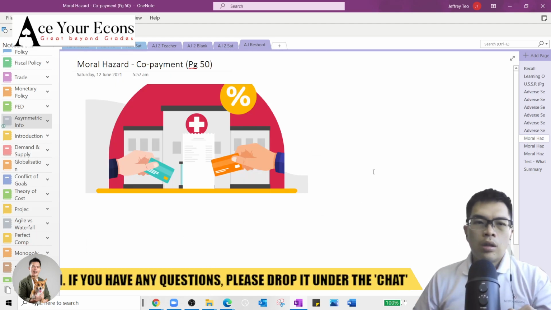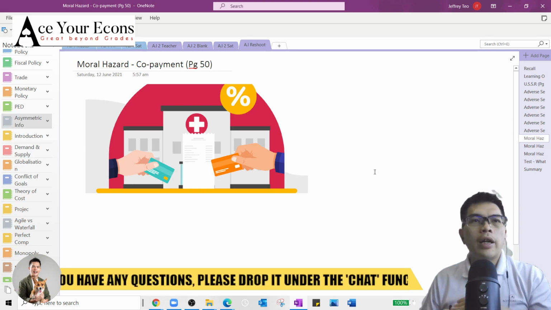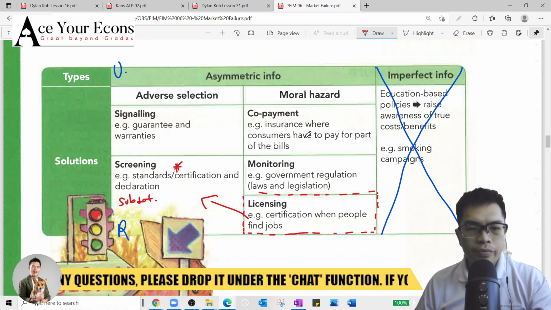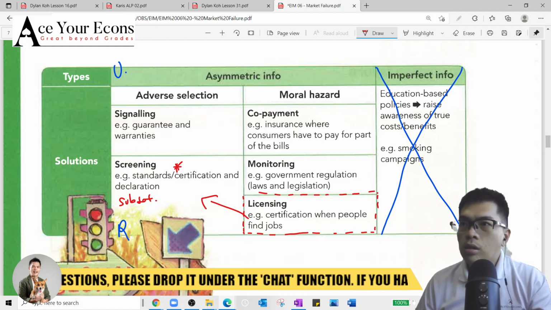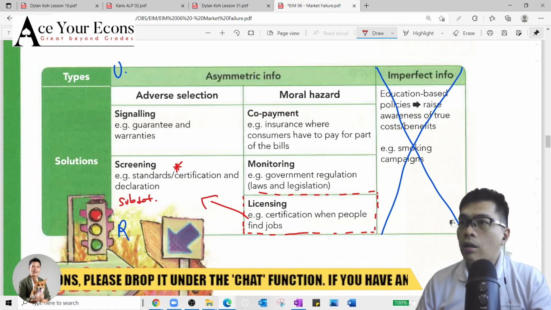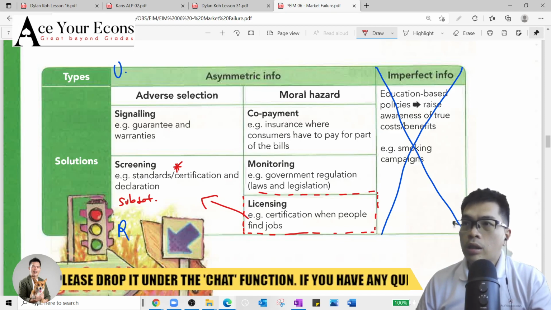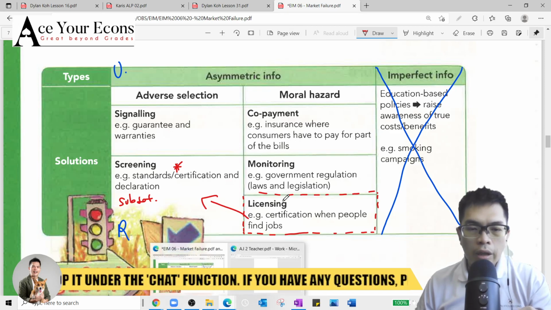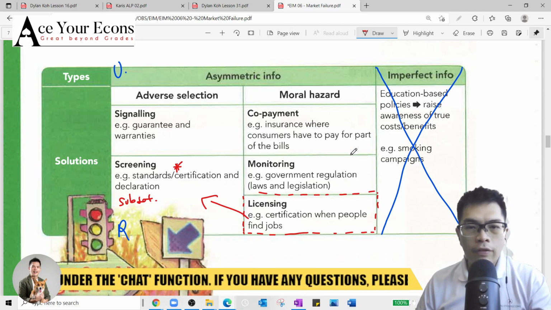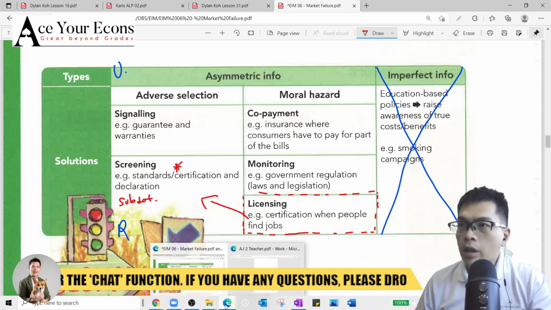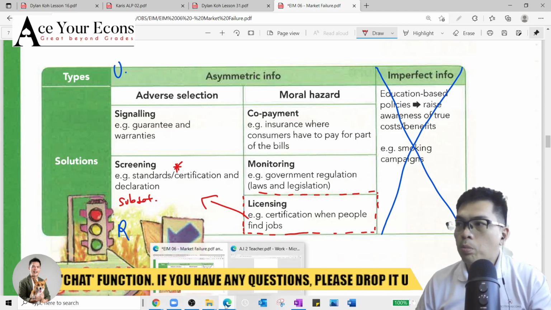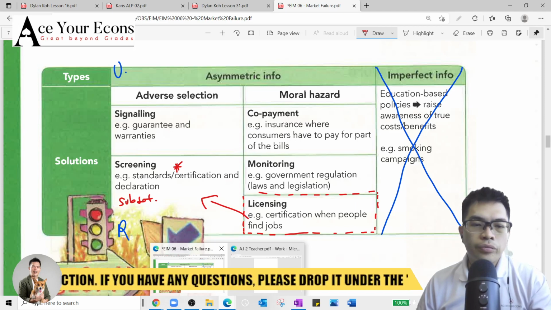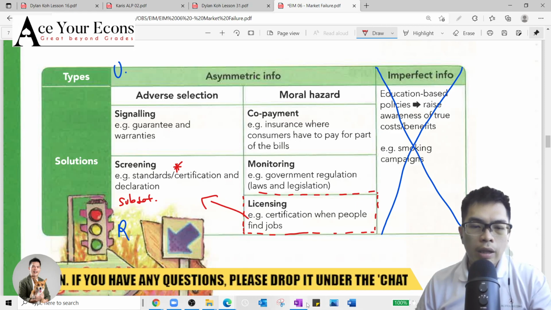Alright, I'm going to cover moral hazard. Okay, moral hazard, you can look at the middle column. We have co-payment, and we have monitoring. So these are the two. I'm going to briefly cover these two, and after that, we'll have a short break and then we'll start with your time activity. Alright. Okay, where's my OneNote? Here.